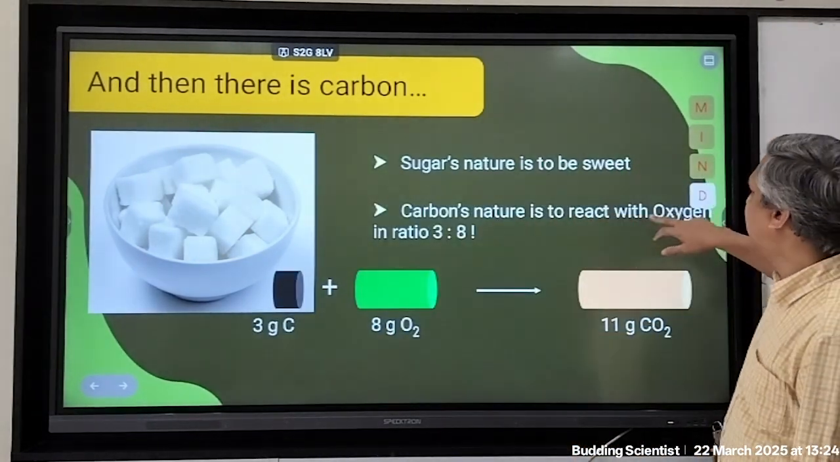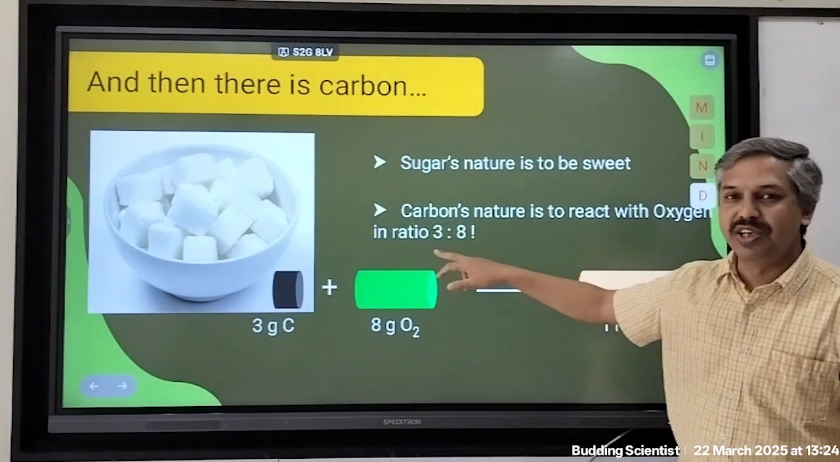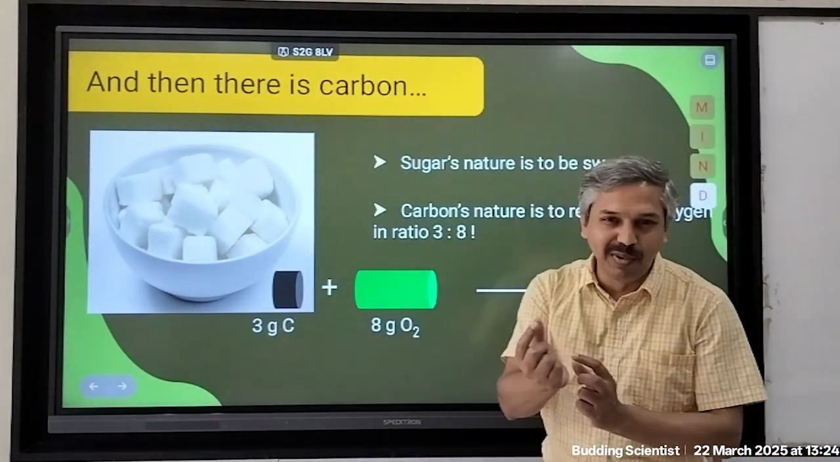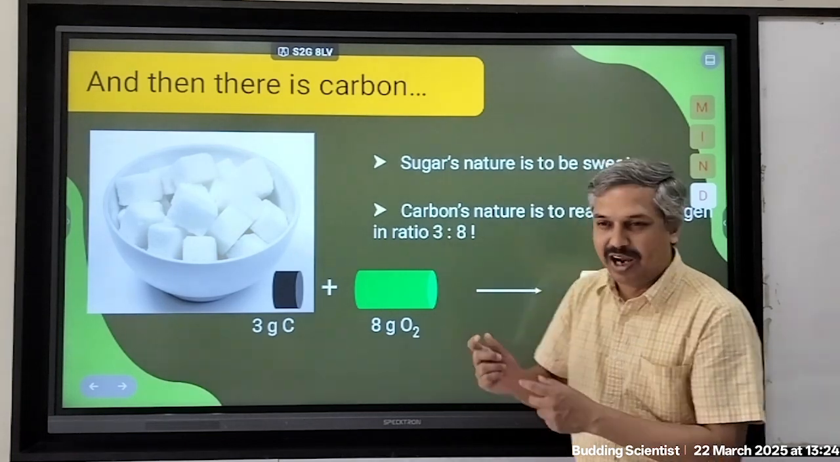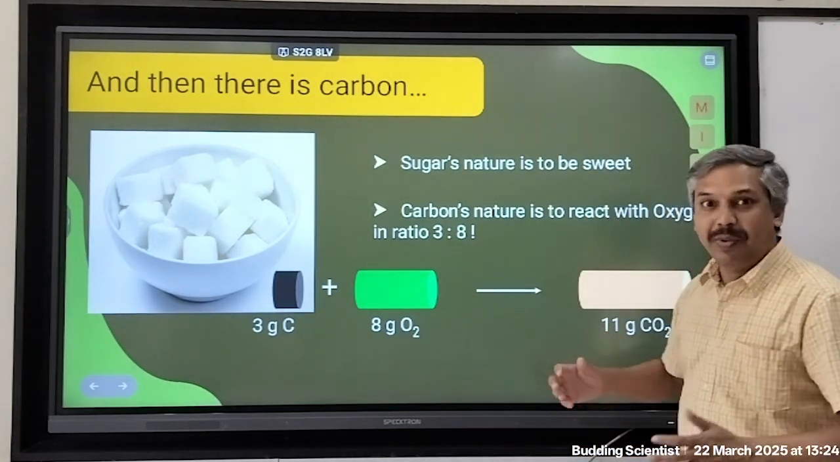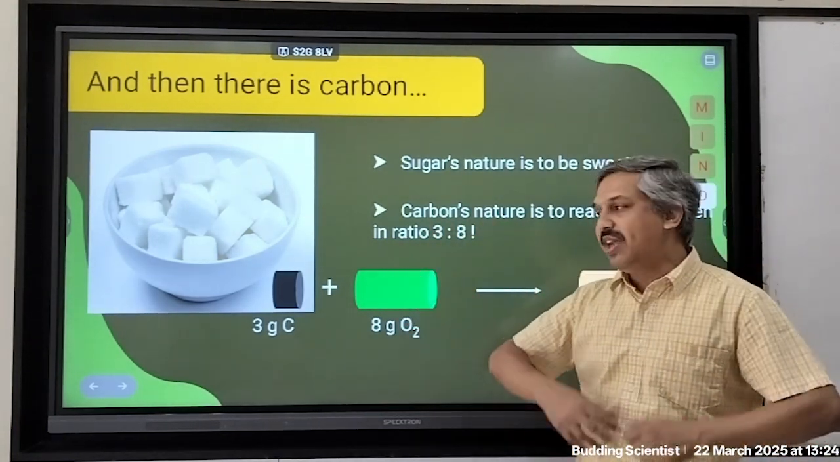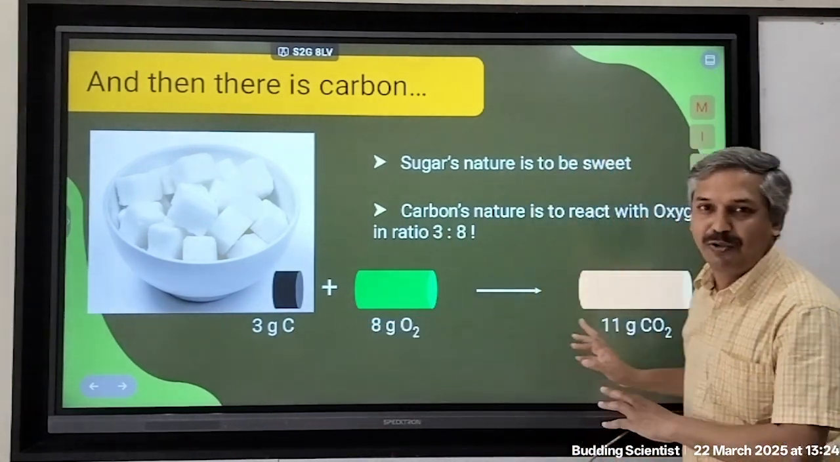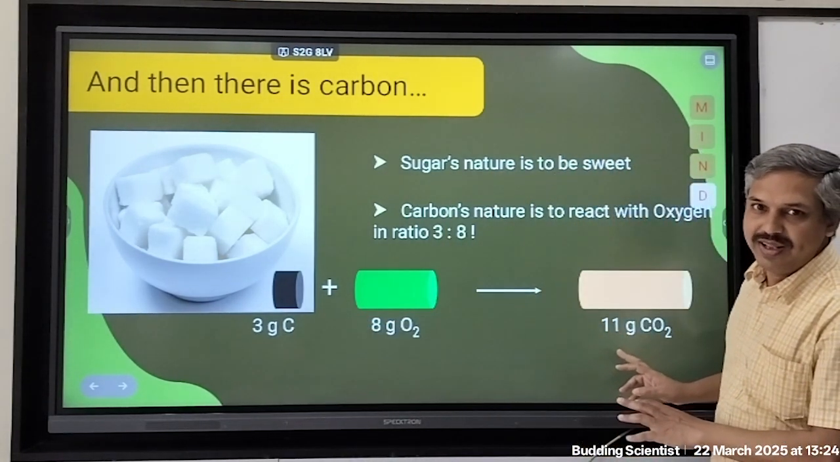Carbon's nature is to react with oxygen in the ratio 3:8. You might take a little bit of carbon, it will react with a little bit of oxygen in the ratio 3:8 and will form carbon dioxide. You might take a lot of carbon, it will react with a lot of oxygen in the ratio 3:8 and will form a lot of carbon dioxide.